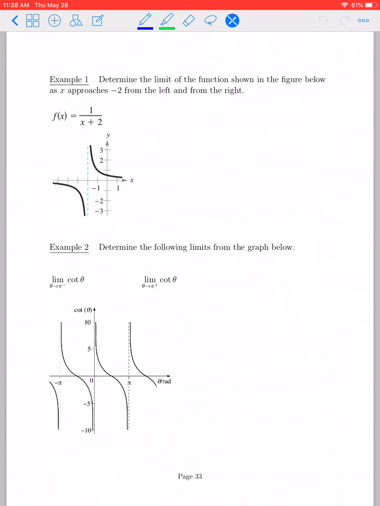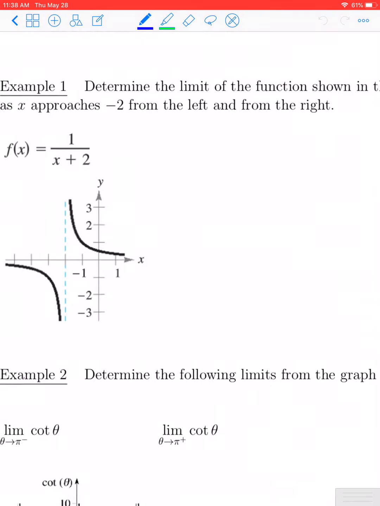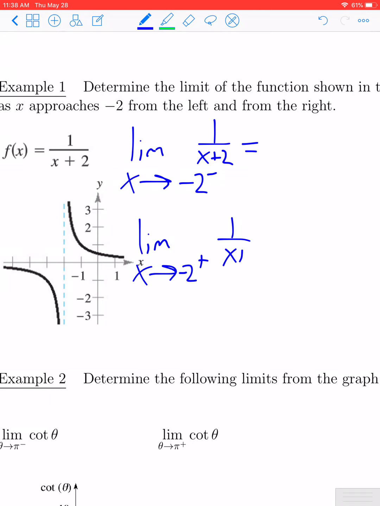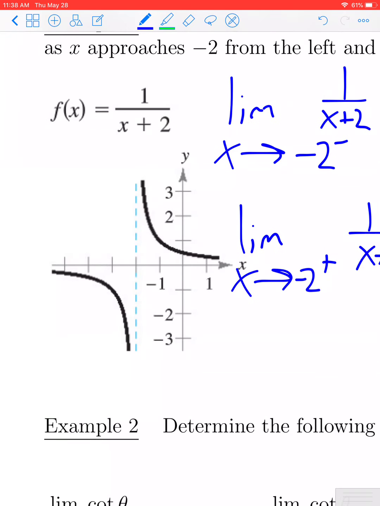Let's take a look at example 1. They ask us to determine the limit of the function shown in the figure below as x approaches negative 2 from the left and from the right. So here, thankfully, they already gave us the graph, so we can analyze this graphically. We see that this function is undefined when x equals negative 2. If we approach negative 2 coming in from the left-hand side, the function is going towards negative infinity.